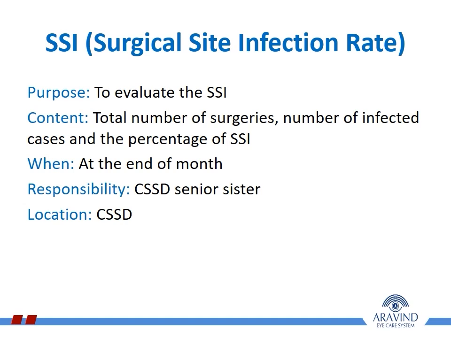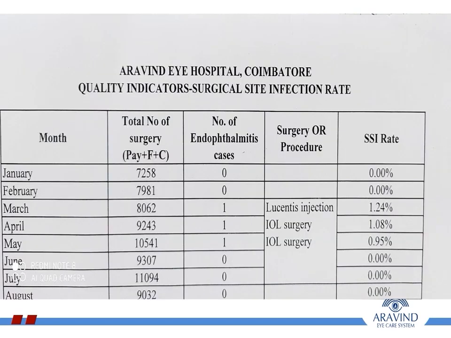Next is the surgical site infection rate register. The purpose is to evaluate the SSI. It contains total number of surgeries, number of infected cases and the percentage of SSI. The entry is made at the end of the month. This is an example of such entry made.